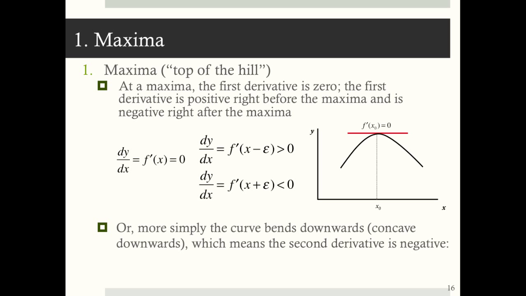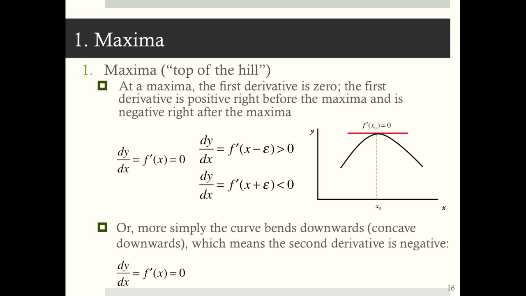Now, instead of just using first derivatives, we could more simply determine whether the curve bends downwards, i.e. is concave downwards, at x sub 0. Which just means, again, that the second derivative should be negative at x sub 0.